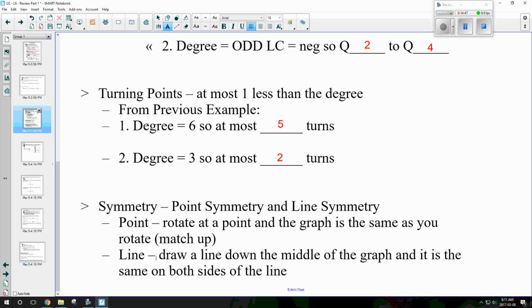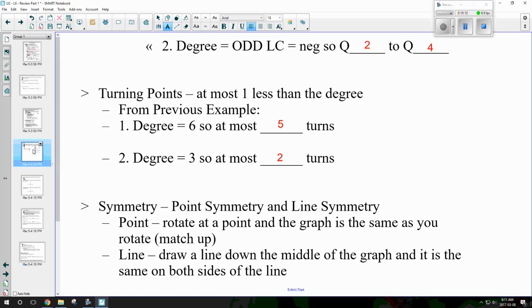For line symmetry, remember that's if you can draw a vertical line down the middle of your graph at some point. And if you draw a line down the middle, then it's the same on both sides if you fold it over the top of that line that you drew. And that's when you have line symmetry. And remember, there are some graphs that don't have point or line symmetry, and for those ones, you would just say that it has no symmetry at all.